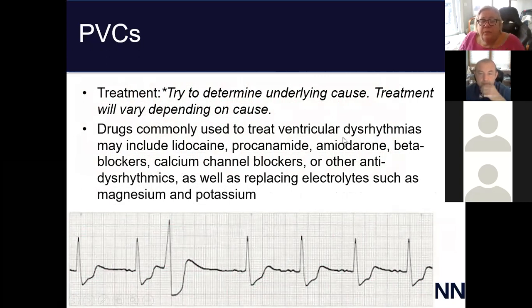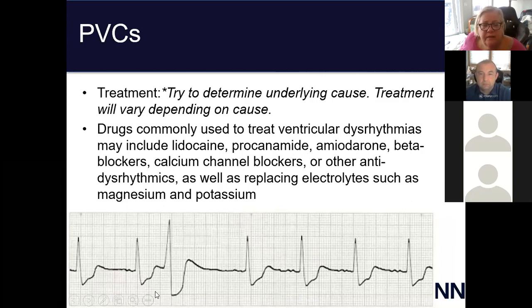We've got to try to find out what the underlying cause is. We don't really want to leave patients with PVCs. We use lidocaine, procainamide, amiodarone. Some beta blockers and calcium channel blockers can all decrease the occurrence of PVCs and potentially limit the occurrence of ventricular tachycardia. You've got to check your electrolytes as well. All of that's really important.